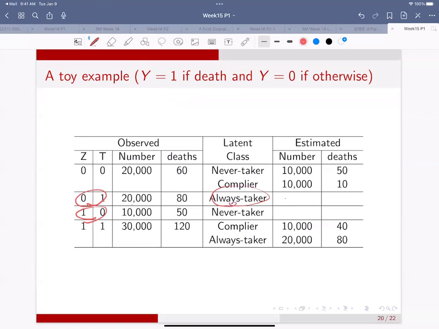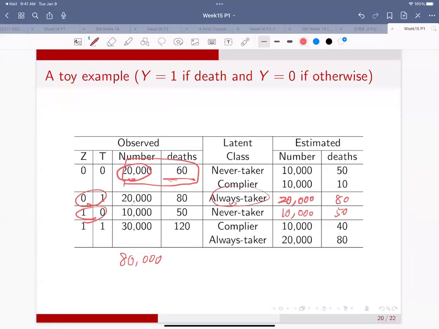population, I have about 80K. In this population, I have about 20K always takers. Okay. And then this group is basically 80 and 50. And then how can I split? The real question is, this is what I observe, right? This is my observation.